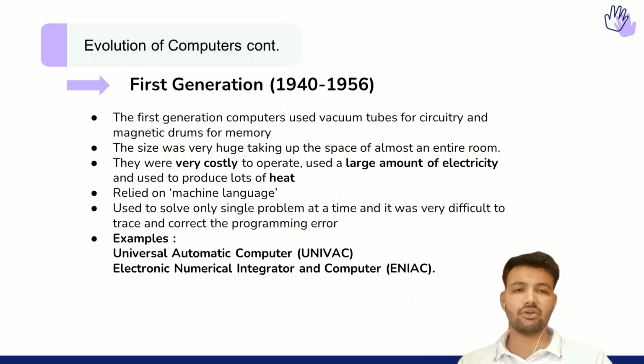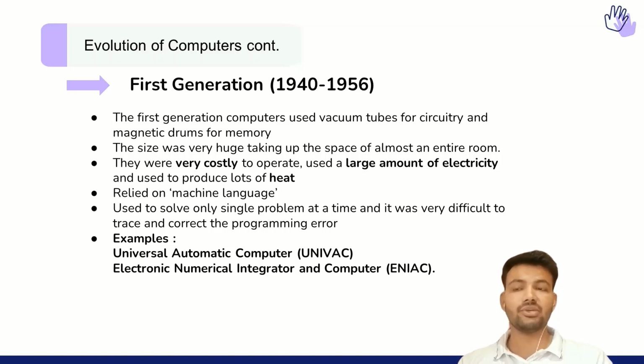The lead technology used in the first computers was vacuum tubes for circuitry and magnetic drums for memory. One major disadvantage was that their size was very big. They used to take up almost an entire room. पूरे एक रूम जितना एक कंप्यूटर होता था, and the cost was very high to operate, and a large amount of electricity was also used. And due to the large amount of electricity, a large amount of heat was also produced. So they were not that efficient, and they were very costly in terms of electricity and in terms of energy.